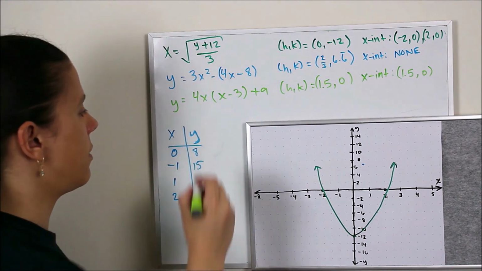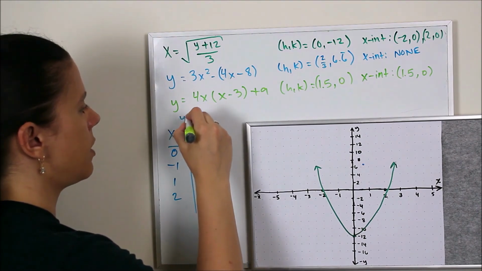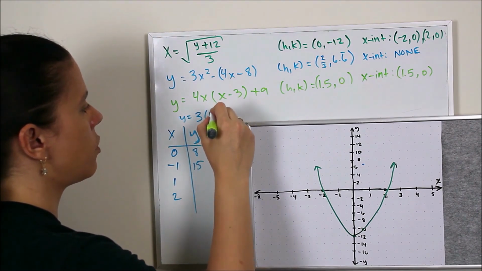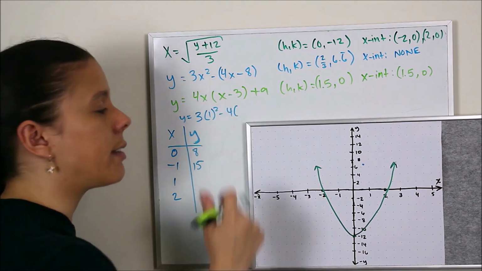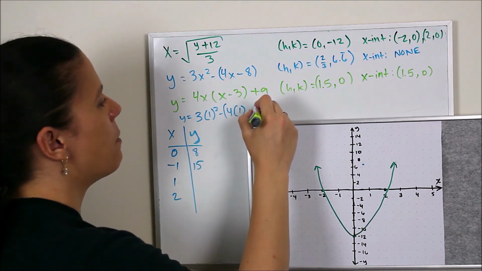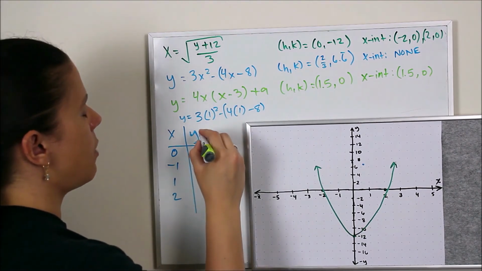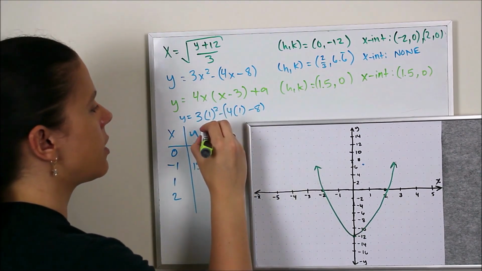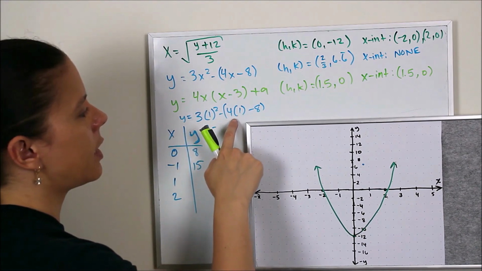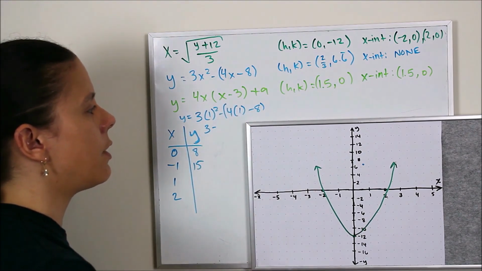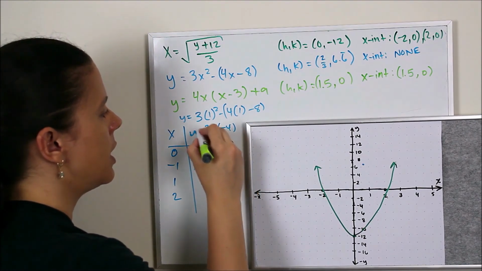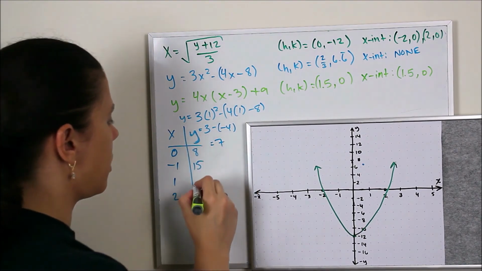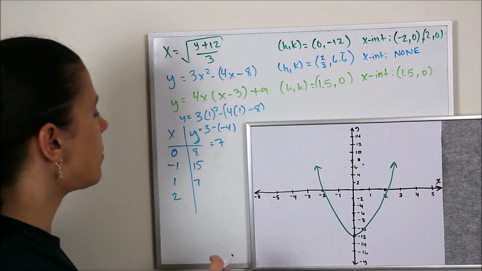So we are going to have 1, so y is going to be equal to 3 times 1 squared minus 4 times 1 minus 8. That would be 3 times 1 again, that's just a 3, minus 4 minus 8, which is -4, so it's minus -4, so it's plus 4, which is 7. So that's going to be 1, 7.